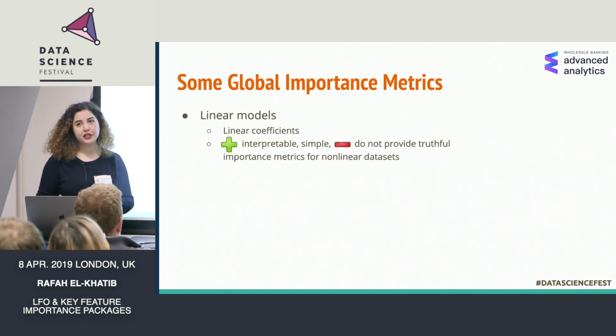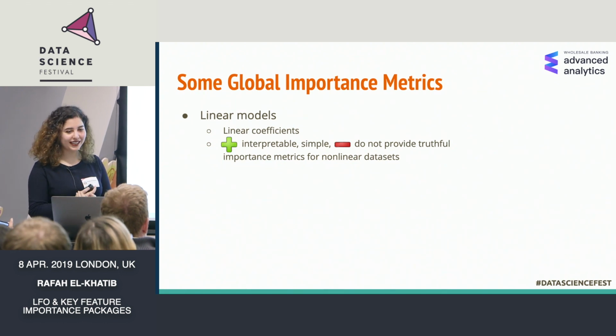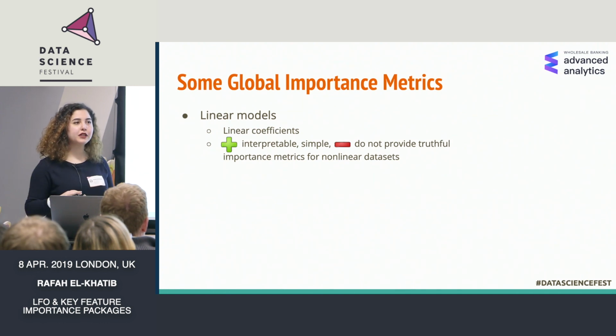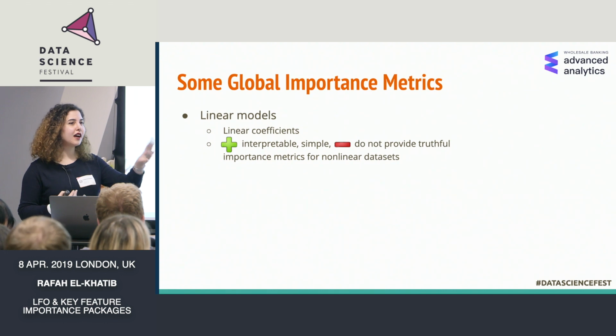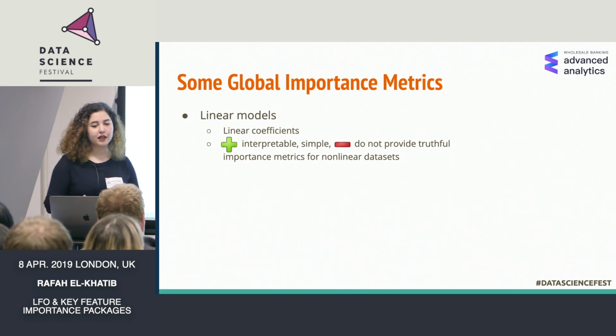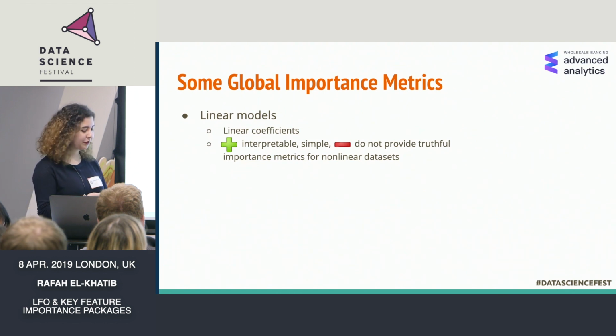So let's go through some global importance metrics. The simplest one you can think of, and the favorite one for stakeholders in my experience, is linear models, because linear models are very interpretable, very simple. You know exactly what's going on, how each feature is affecting your prediction. You have a complete understanding. So you look at the linear coefficient of every feature. If it's high in absolute value, then it's important, assuming normalized features. But the problem is that many data sets are nonlinear, and they have a nonlinear relationship with the target. So linear models are not really enough for many problems.